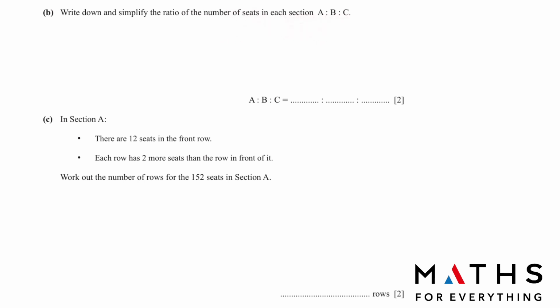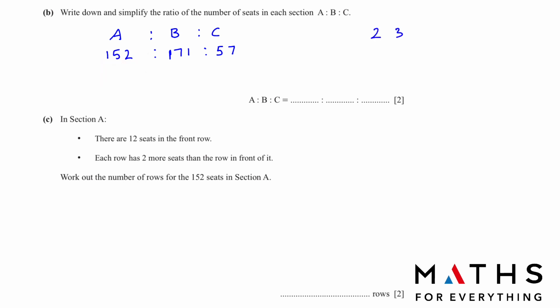A, B, C. We have A, B, and C. A is 152, B is 171, C is 57. Now we have to simplify it. Let's check here. All these numbers are not divisible by 2. I'm showing you an easy way here to do it. Because they're not all even, let's try with 3. When we try with 3, this is not divisible.